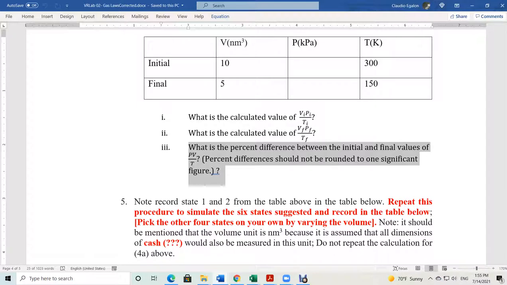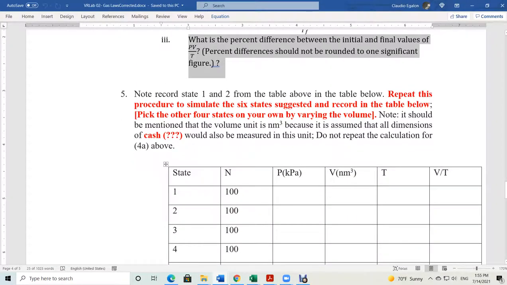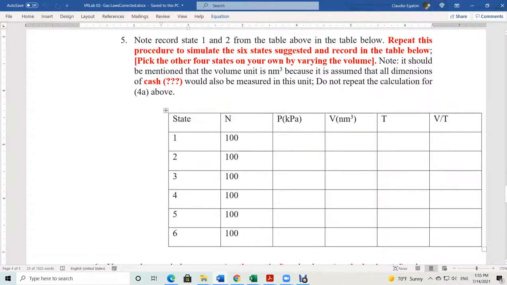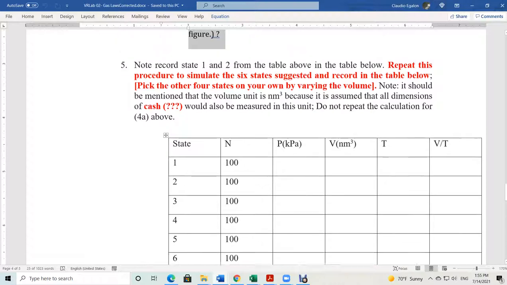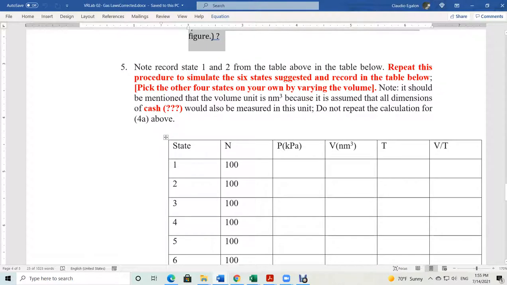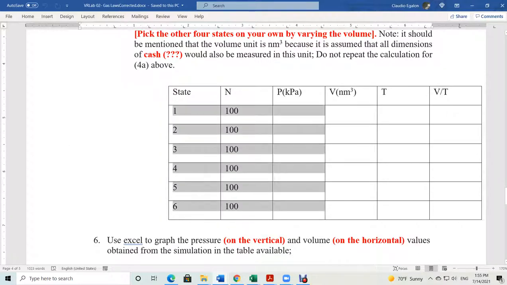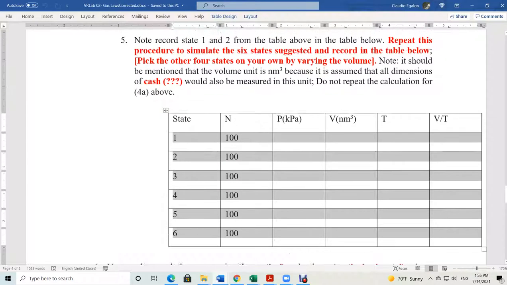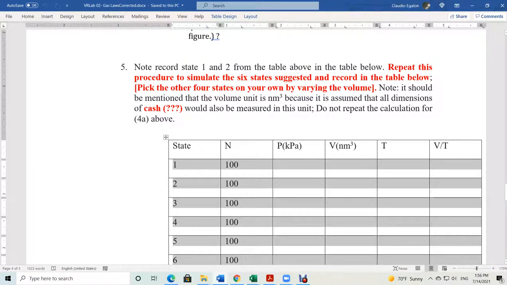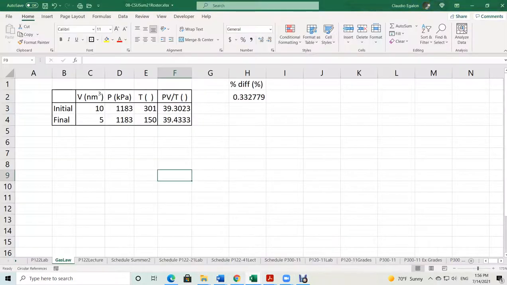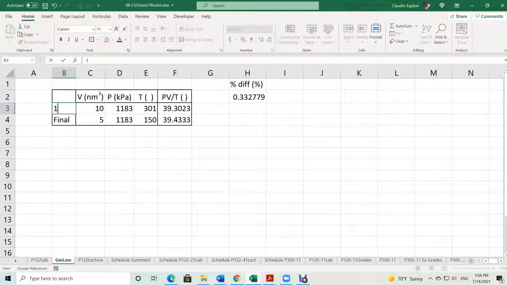Note, record state 1 and 2 from the table above and the table below. Okay, now what are we going to do? We're going to repeat what we did, but for 6 different values. So it's going to be the same table, but now with 6 different values. I'm going to extend it, and instead of calling it initial and final, I'm going to call it state 1, state 2.